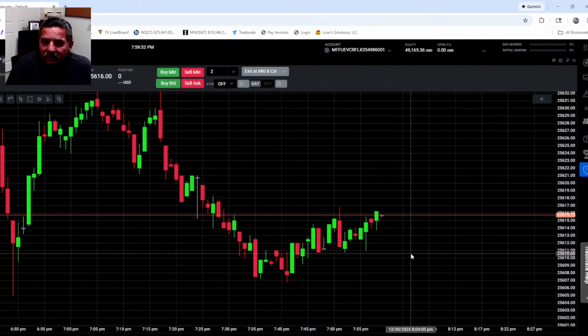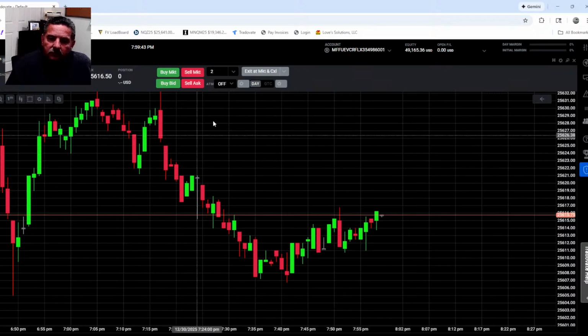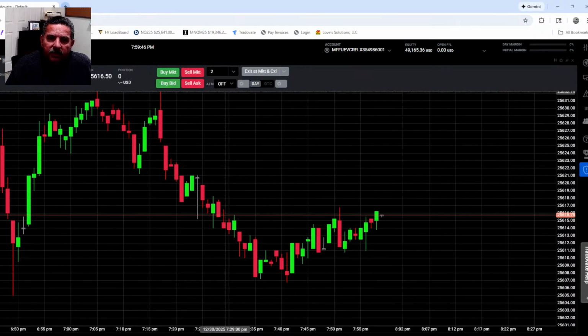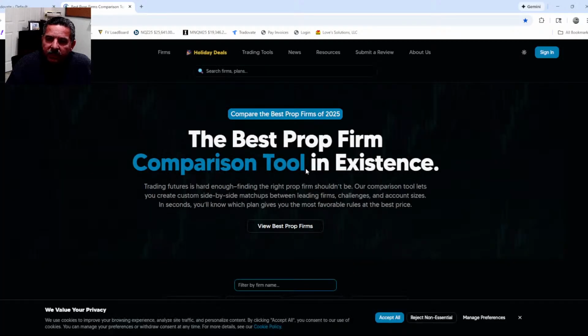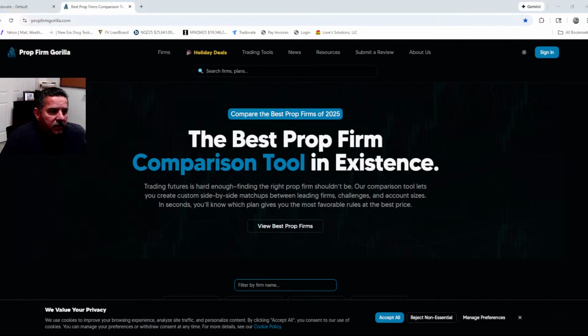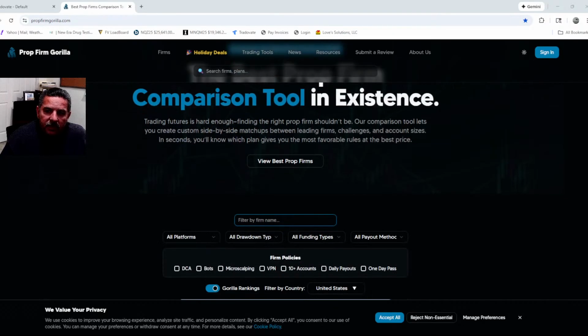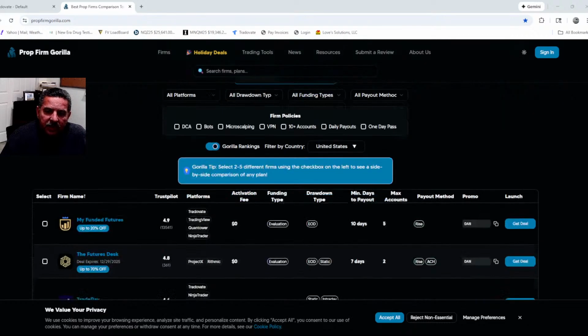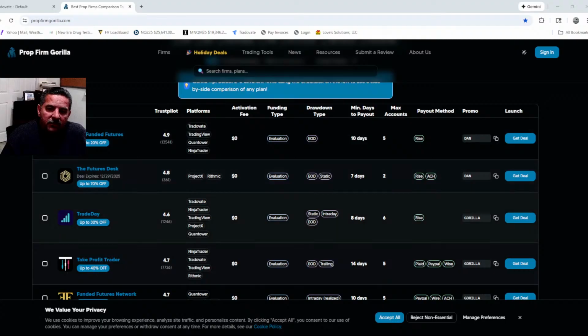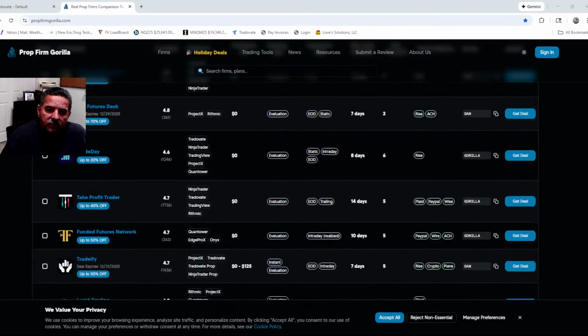So can I take 1K and just trade it in one trade, or is it just for smaller amounts? So, pop chart here. Let me show you something. I'm gonna show you this website. Oh, you can't see it. Hold on. Let me move my mug. See this website, Prop Firm Gorilla. You can go to this website, and these are all the prop firms right here.